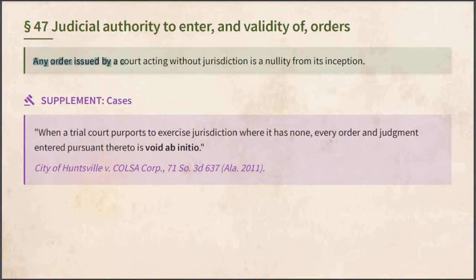Any order issued by a court acting without jurisdiction is a nullity from its inception. And here's our supplement case, and it's actually a rather recent one from Alabama in 2011. When a trial court purports to exercise jurisdiction where it has none, every order and judgment entered pursuant thereto is void ab initio. City of Huntsville.